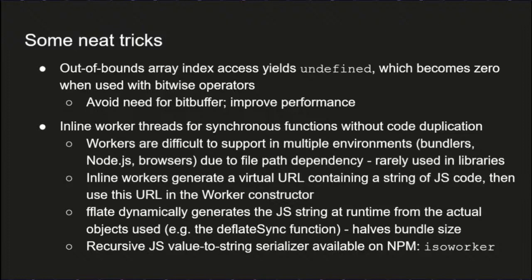And actually, I was able to create this kind of recursive JavaScript value to string serializer, and it's also available on GitHub and on NPM called ISO worker. It basically is an all environments worker implementation that lets you turn any synchronous function into asynchronous without having to deal with any of the annoying bits of actually making that work. So I just thought that was really cool. You can take a look at ISO worker if you're more interested. It's a really interesting concept that I don't think anyone else has done before.